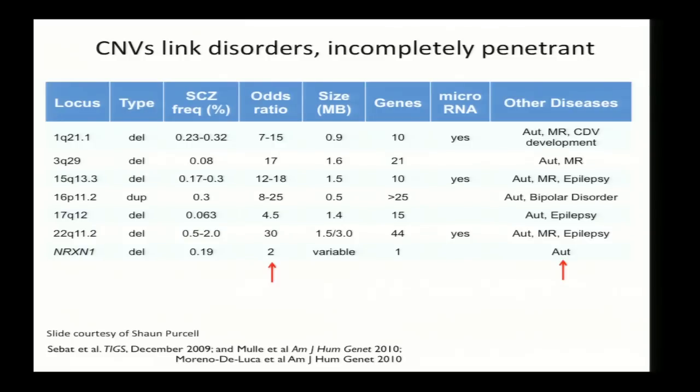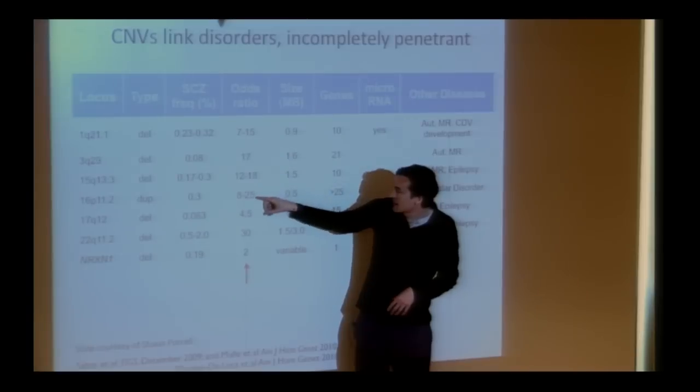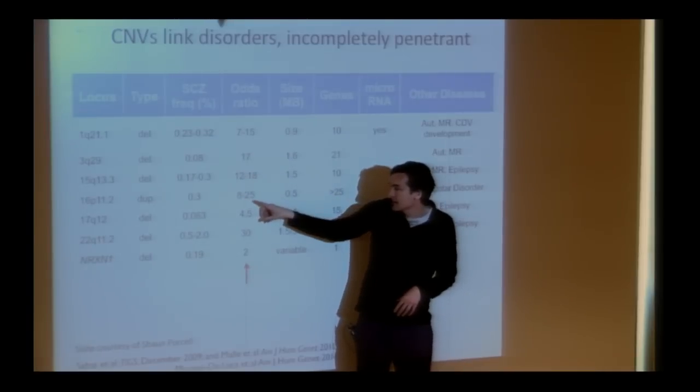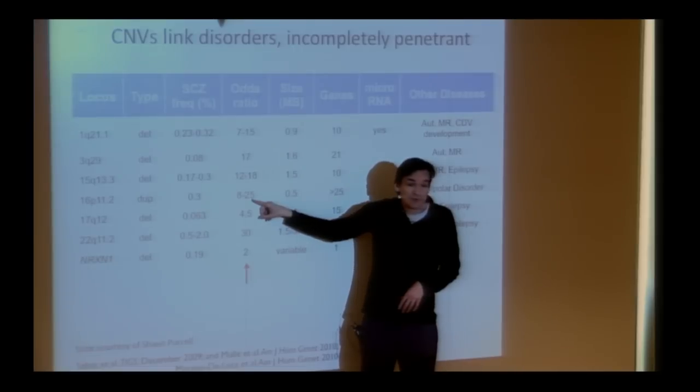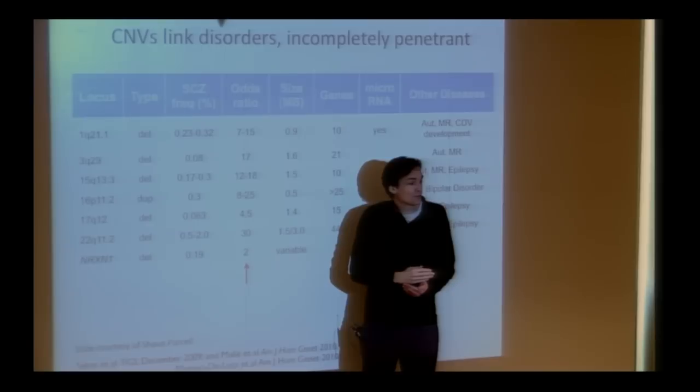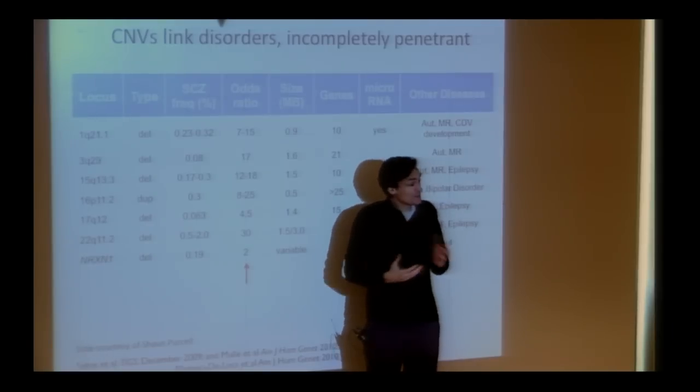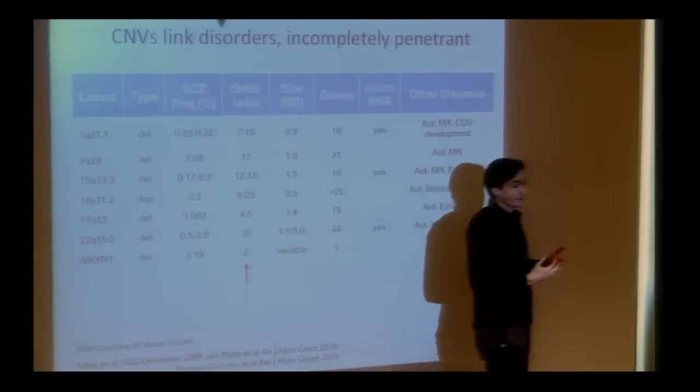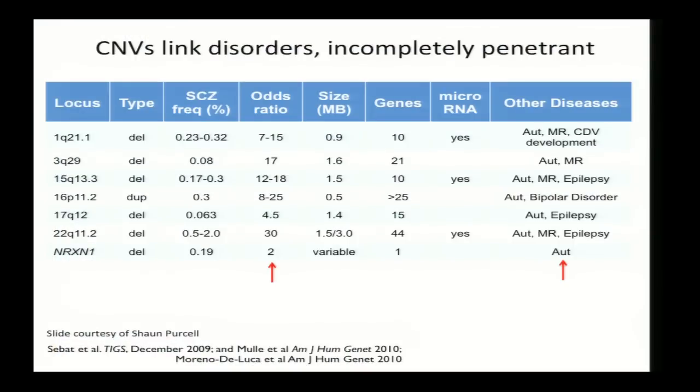But the thing that I want to point out is that although these odds ratios are high, these are large risk factors, schizophrenia is an illness for which the background frequency in the general population is about 1%. And so even an event, let's say this duplication that brings an odds ratio of 25, may only increase your risk from 1% to 25%. So that still would mean that the majority of carriers in the general population might not have any psychiatric phenotype, or at least any psychiatric diagnosis.